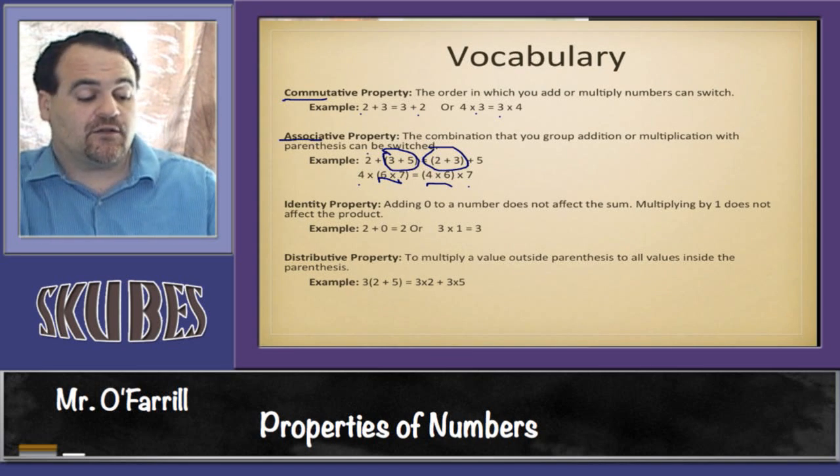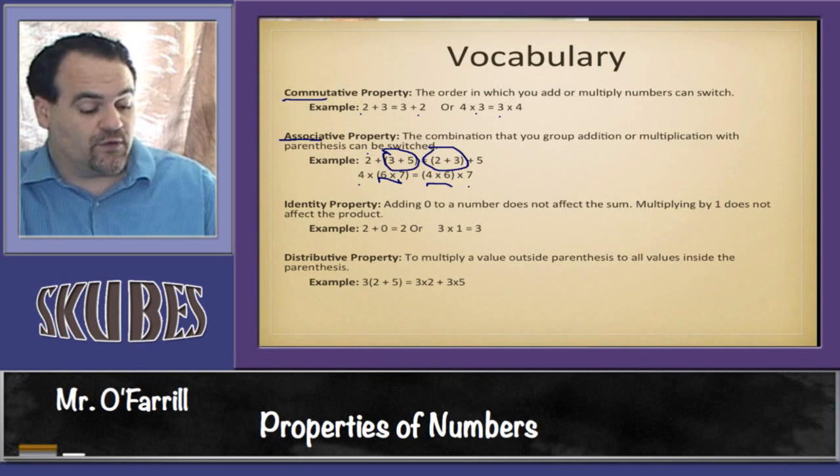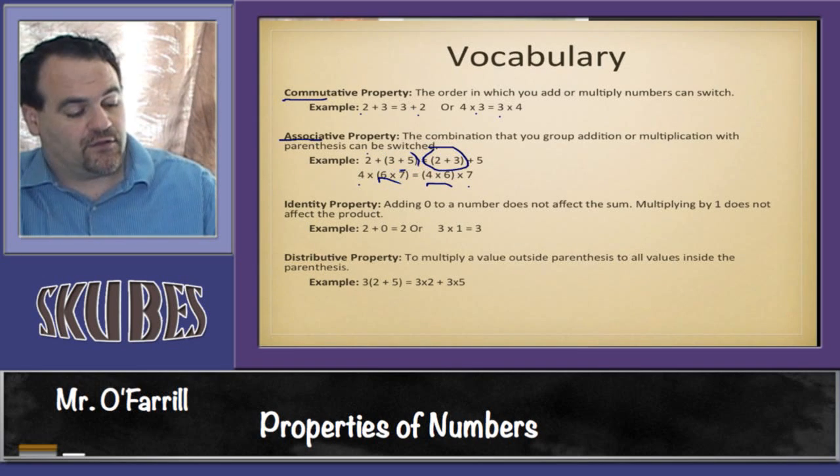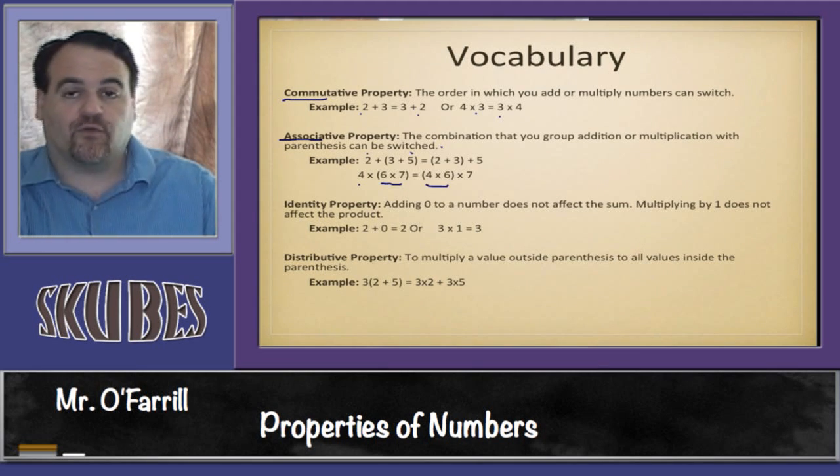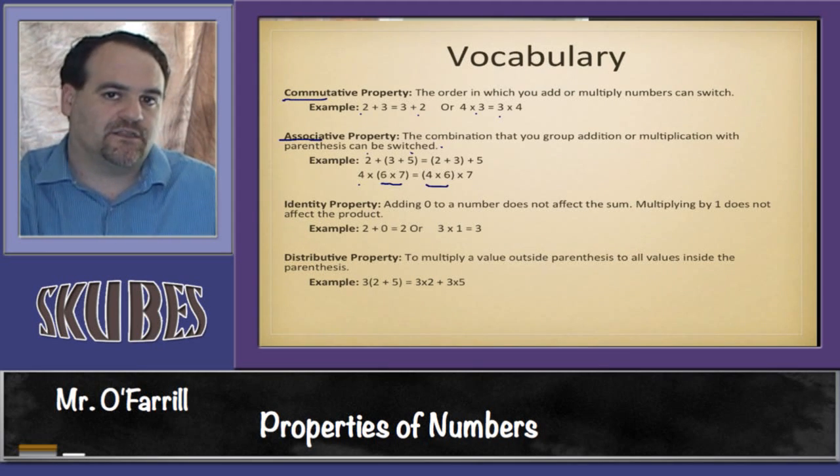But what's happening here is our numbers are reassociating who they are with. In the first example of multiplication, the 6 and the 7 are associated together. In this one, the 4 and the 6 associate together. And that's the associative property.